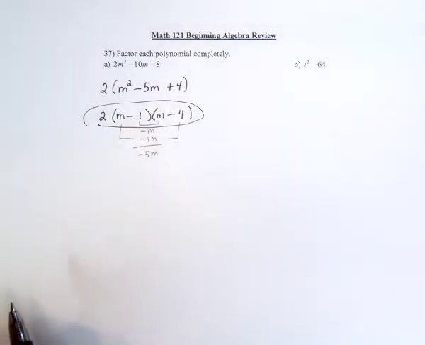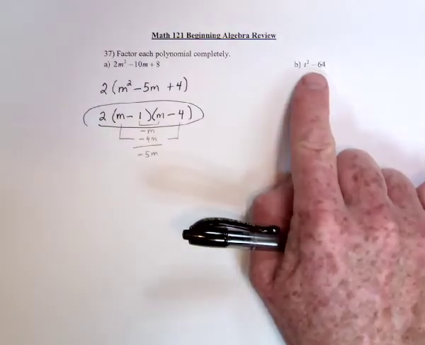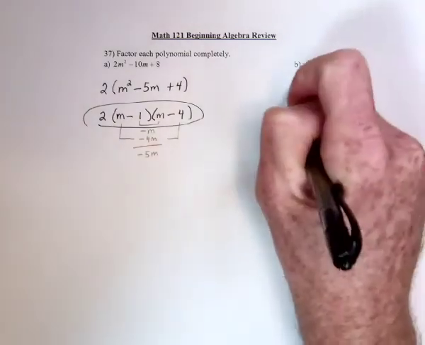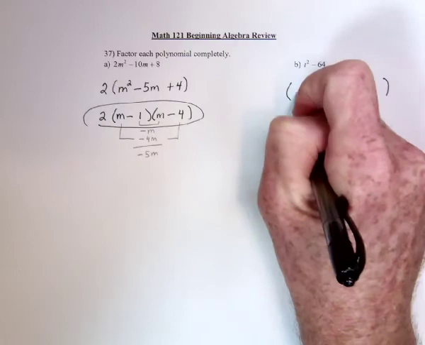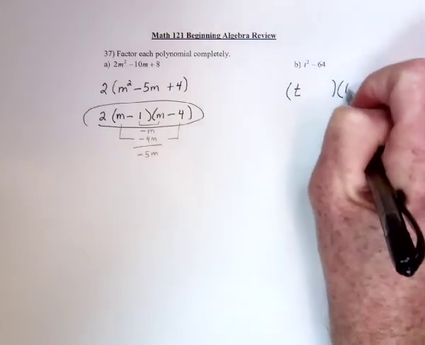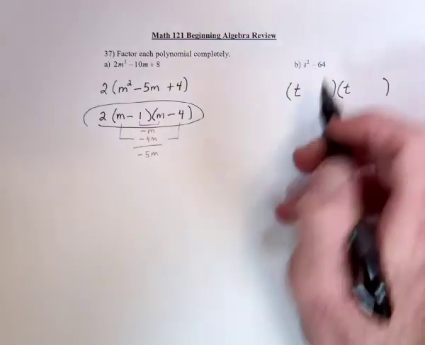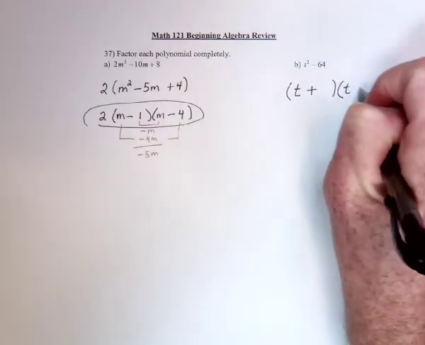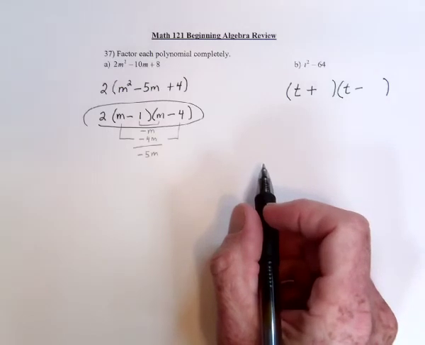So you could use the same idea to factor this. You could say, well, is there anything you can factor out of both those? No. Then, in order to get t squared, we would need t times t. In order to get a negative, it has to be that it was a positive times a negative, or the other way around, doesn't matter which order you put them in.